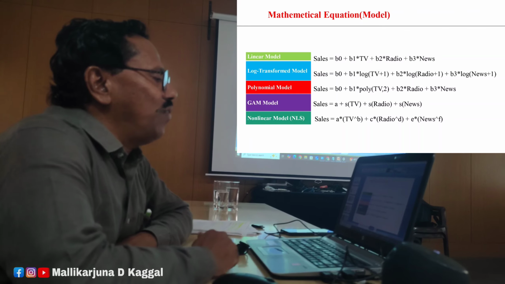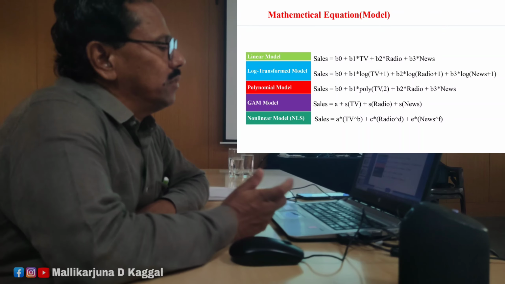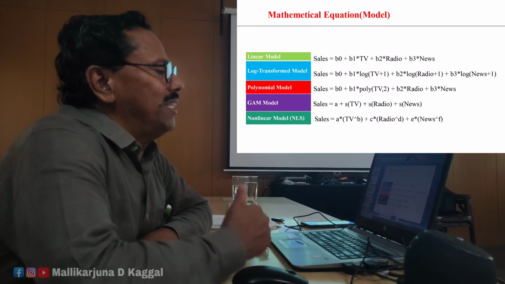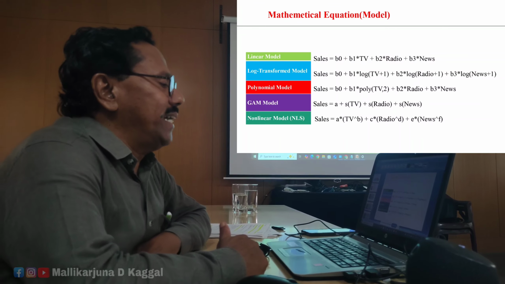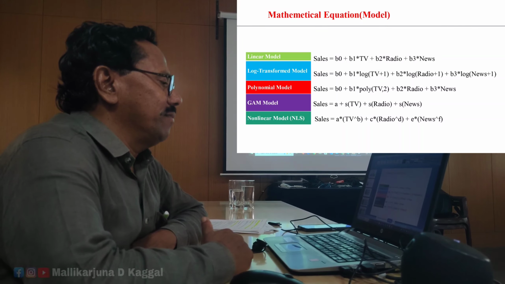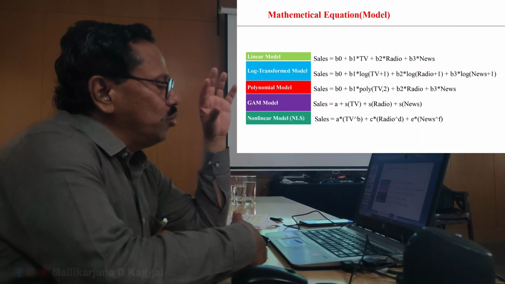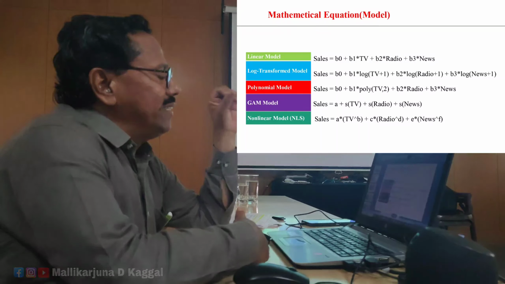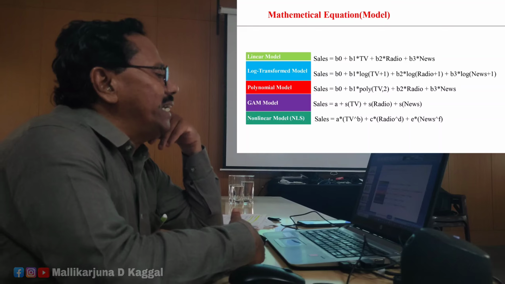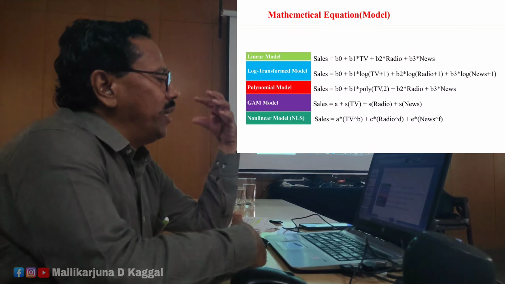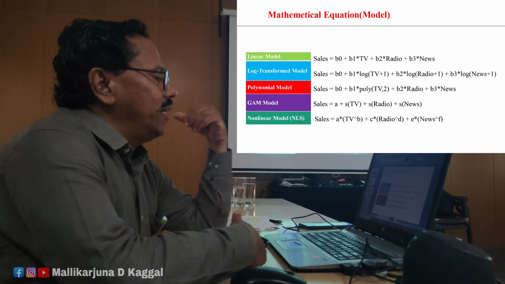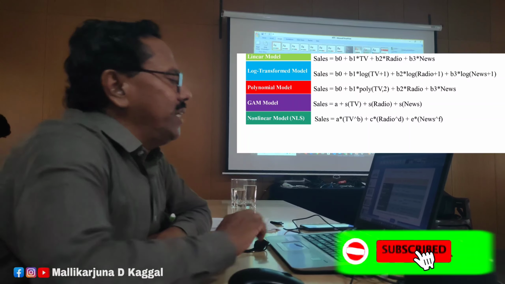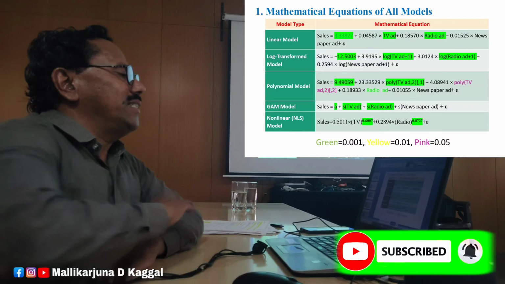Sales is equal to alpha plus beta 1 into TV ad budget plus beta 2 into radio advertisement plus beta 3 into news advertisement, the newspaper ad budget. Now I have also used here the 5 models used in my previous example: a linear model, and 4 non-linear models: log transformation model, polynomial model, GAM model, and a non-linear model. Now when I calculated regression, this is the result I got.